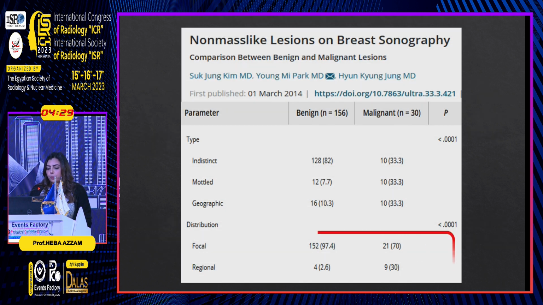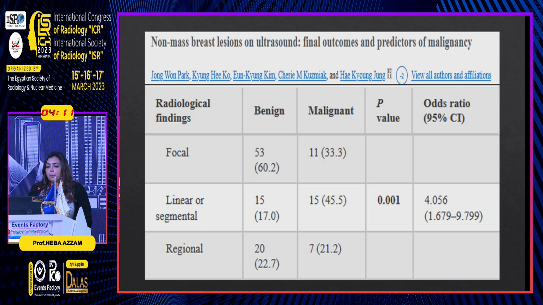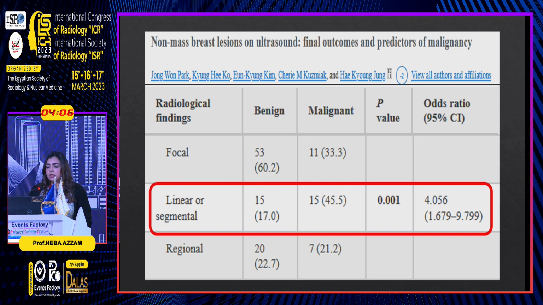Kim et al. also reported that malignant lesions show more commonly regional distribution with 30%, while benign lesions show more commonly focal distribution with 97.4% compared to 70% in malignant lesions. Park et al. reported that linear or segmental distribution is much more common in malignant lesions with 45.5% compared to 17% in benign lesions.